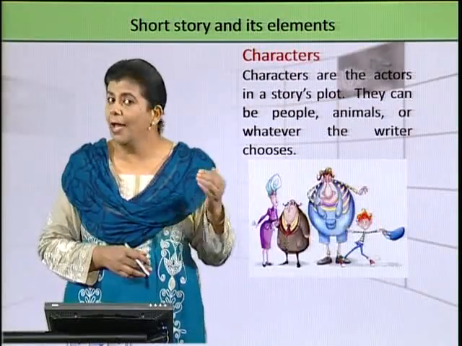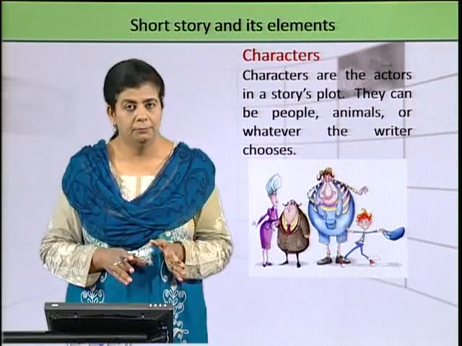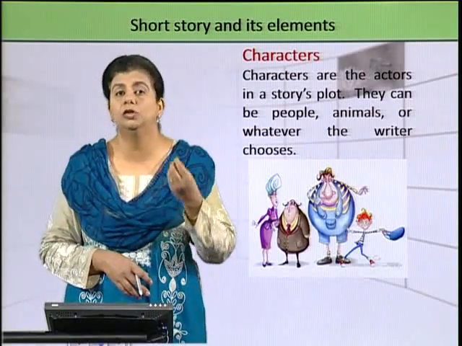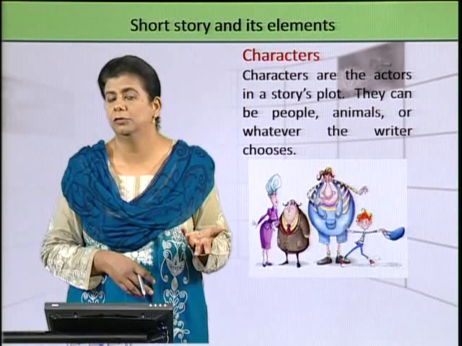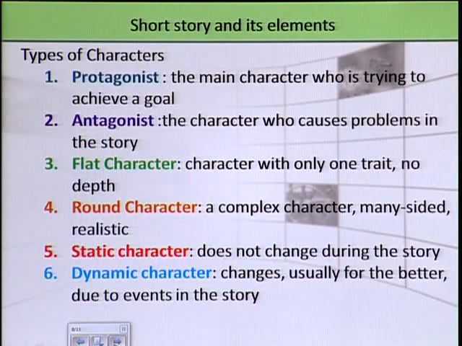Characters, they are the actors in a story's plot. They can be people, they can be animals, or whatever the writer chooses. Now there are different types of characters. The first is protagonist. Protagonist is basically the main character who is trying to achieve a goal. Then we have antagonist. He or she is the character who is causing problems in the story.